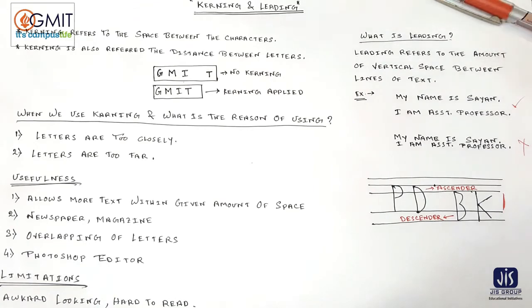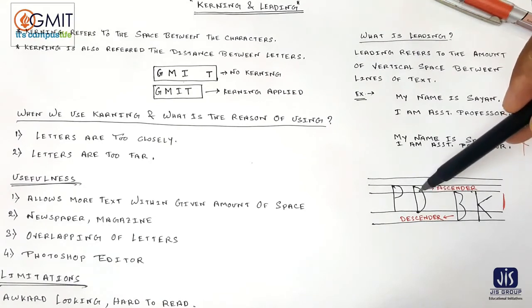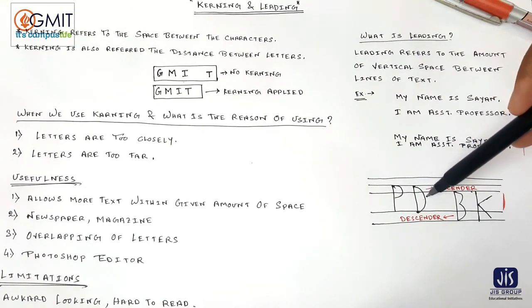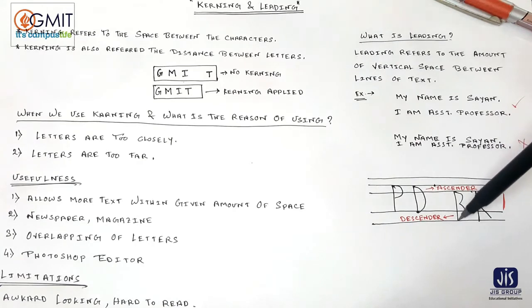Leading refers to the amount of vertical space of the line of text. And here is an example. This is more readable, this is not. And ascender and descender, two main parts of leading. If the upper portion of the letter goes in the upward direction from the baseline, this is called ascender, and going downwards, then this is called descender.